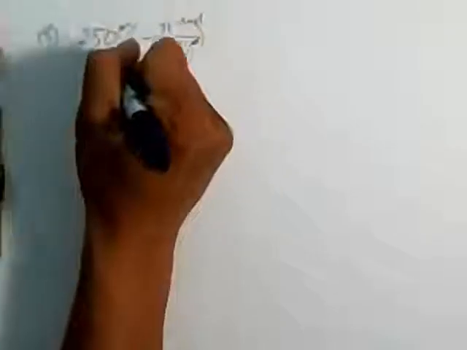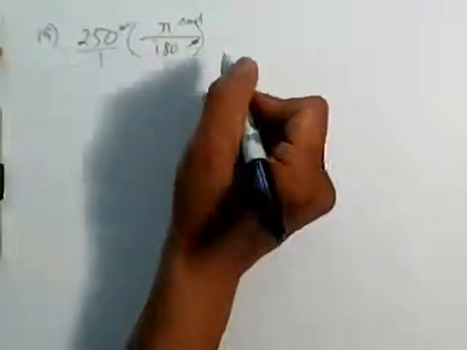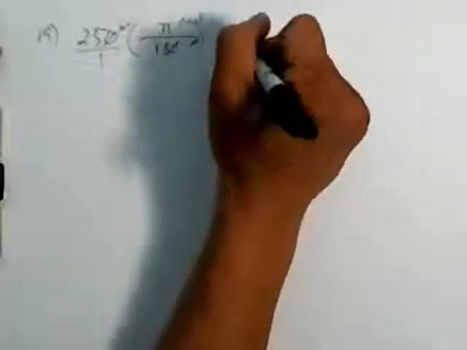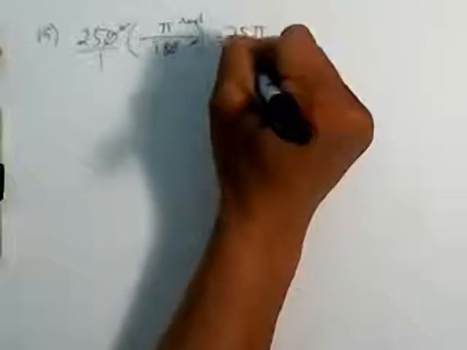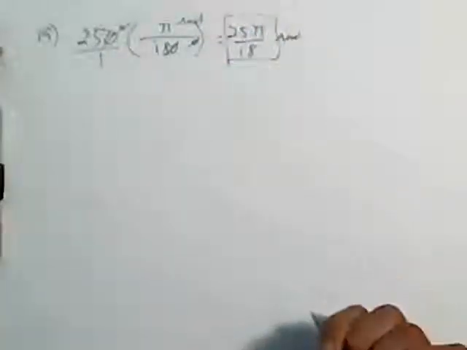The degrees cancel. If you're not familiar, just put it over 1 so that you know it's going to be 250 over 1. One of these cancel. 25, and the 18 does not cancel. You end up with 25 pi over 18 radians. Okay, so that's what you get.